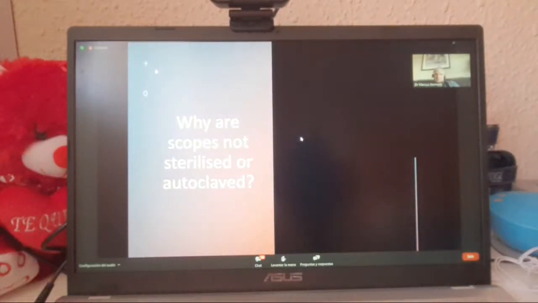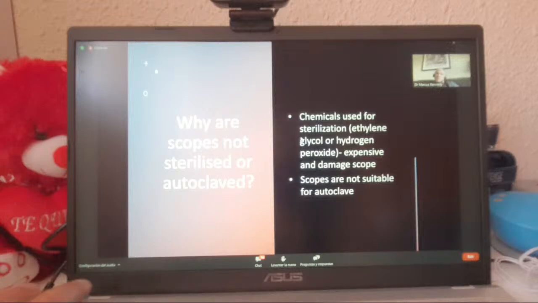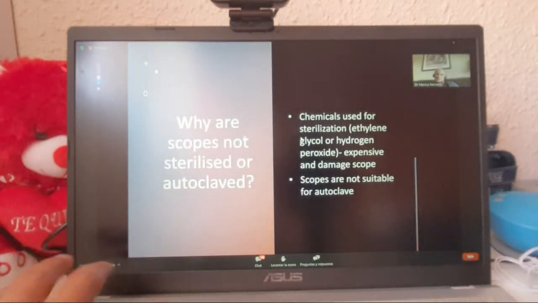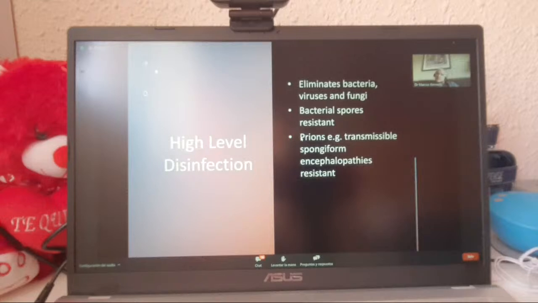So why aren't they autoclaved or sterilized? Well, the chemicals used would damage the scope and they're expensive, and the scopes are not suitable for autoclaving. The proximal part that plugs into your processor is not suitable. High-level disinfection does eliminate bacteria, viruses, and fungi, we think. It should, but bacterial spores are resistant. Prion disease are resistant. It depends on adherence to protocols, and we don't really know about COVID.